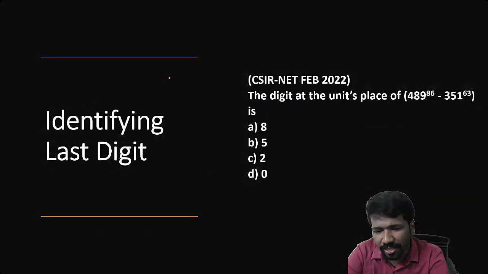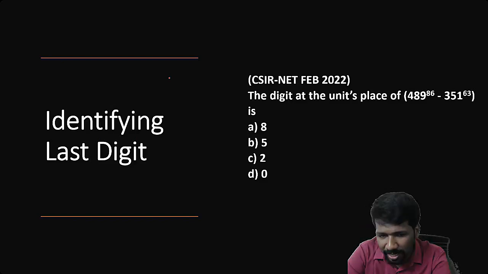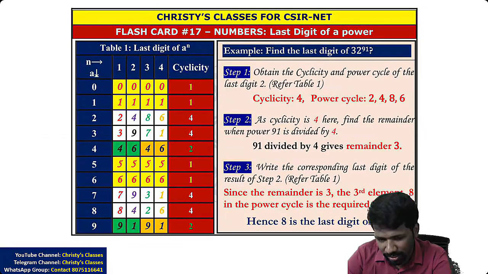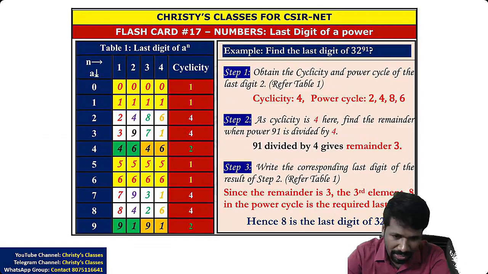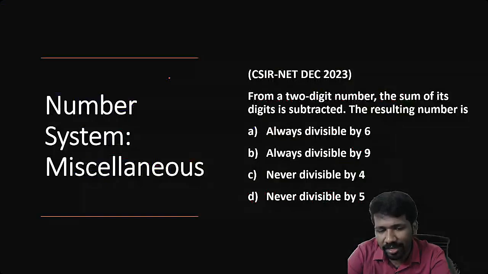Then another type of question is identifying the last digit. Identifying last digit has come in the latest question papers also. For that, this flashcard is enough. If you know the cyclicity concept, 1 cyclicity, 2 cyclicity, 4 cyclicity, then this chapter is very easy. So that I will be discussing separately in a lecture.